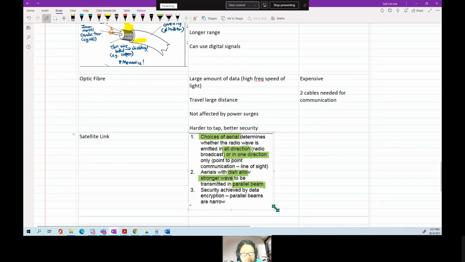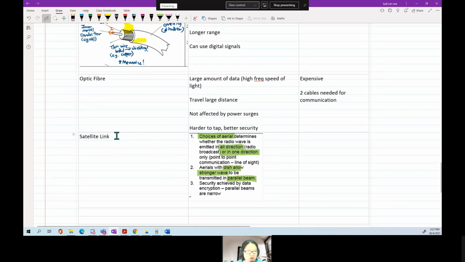It doesn't matter. Okay, so the satellite link or your parabolic dish means we will choose aerial, different types of aerial, so that we can decide whether we want to take all the radio wave or just radio wave from one direction only.